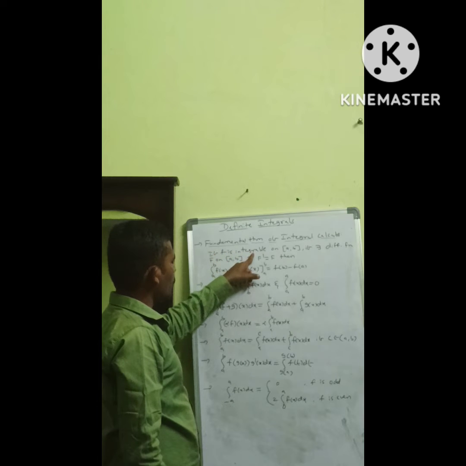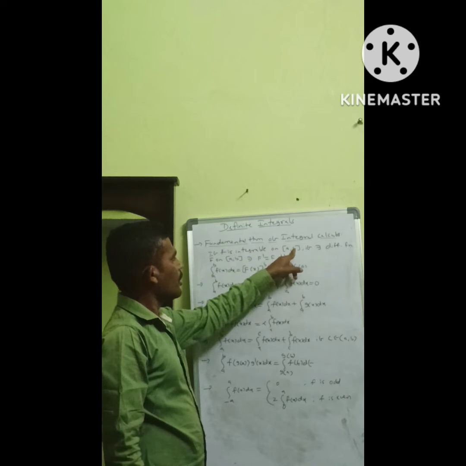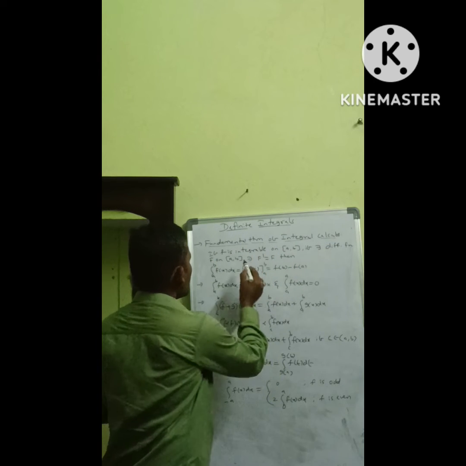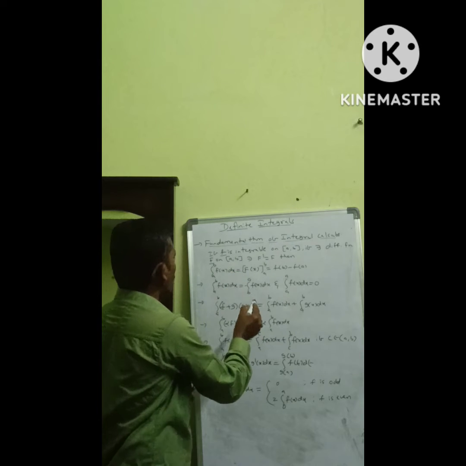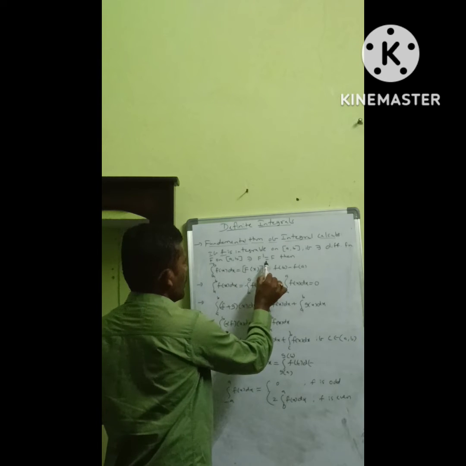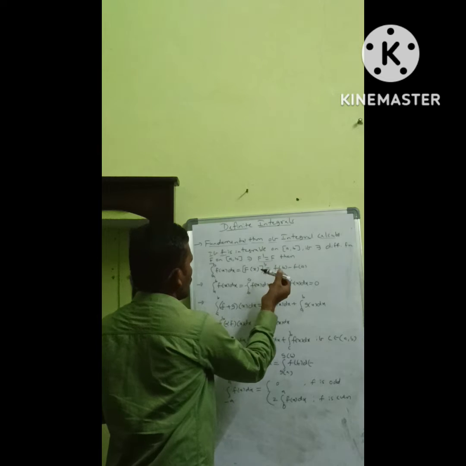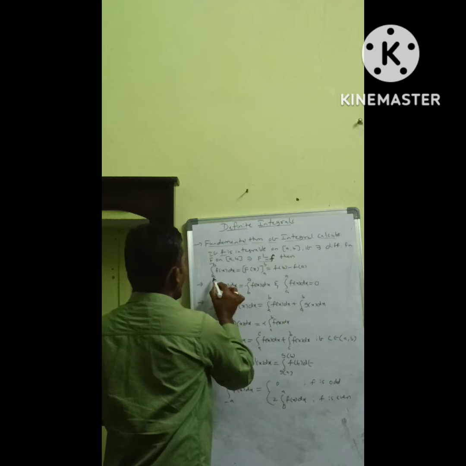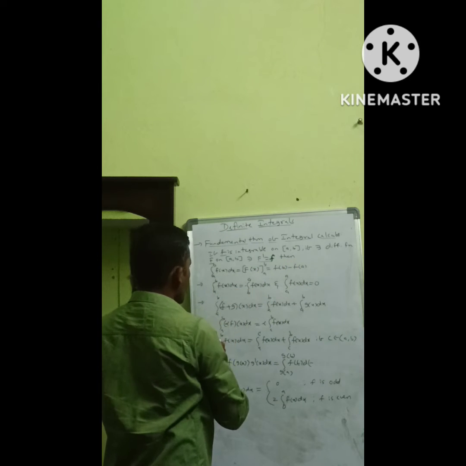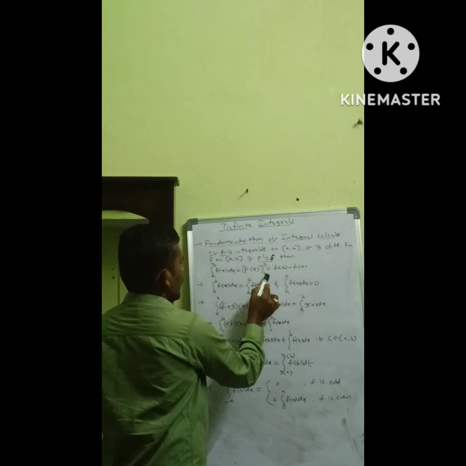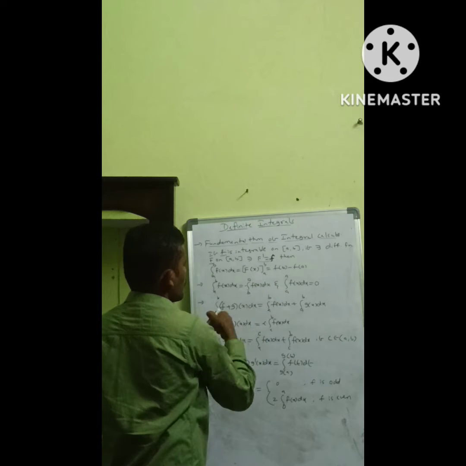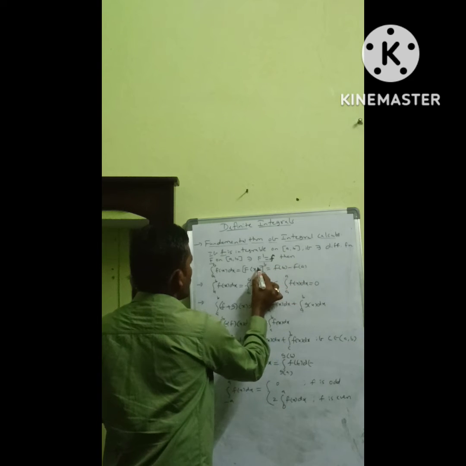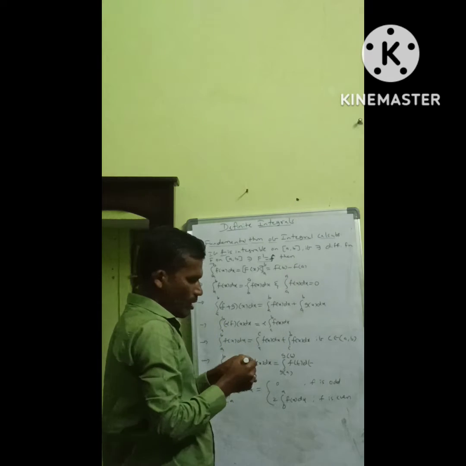If f is integrable on the closed interval [a, b], and if there exists a differentiable function F (this is a small f here, and this is a capital F) on the closed interval [a, b] such that F dash equals f, then the integration from a to b of f(x) dx equals F(x) over the interval [a, b], and you have to substitute the upper limit first, and after that the lower limit.